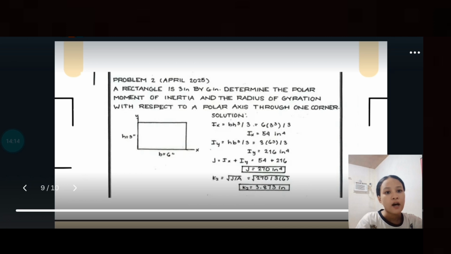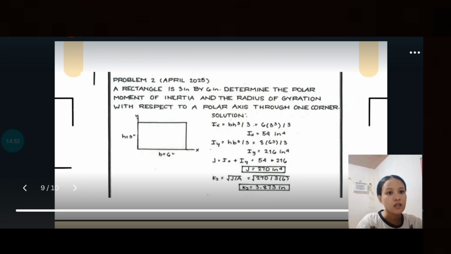So for Iy, our formula is hb cubed over 3. Our height is 3 times the base, which is 6 cubed, over 3, which is equal to 216 inches raised to 4. Then we need to get the polar moment of inertia. So the formula is J is equal to Ix plus Iy. So our Ix is 54 plus the Iy, which is 216. So 54 plus 216 is equal to 270 inches raised to 4. So that's the first answer.